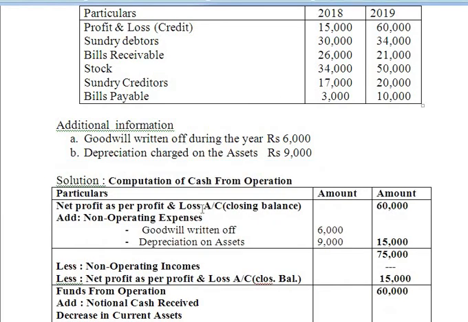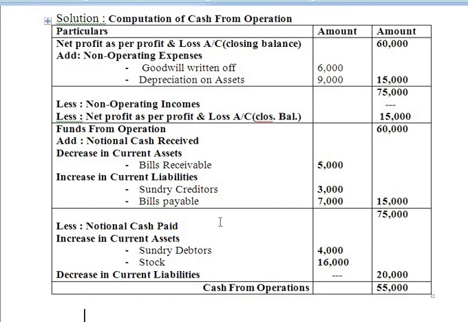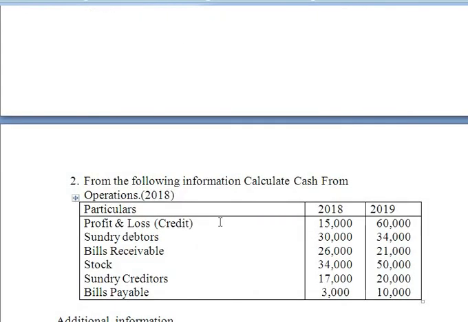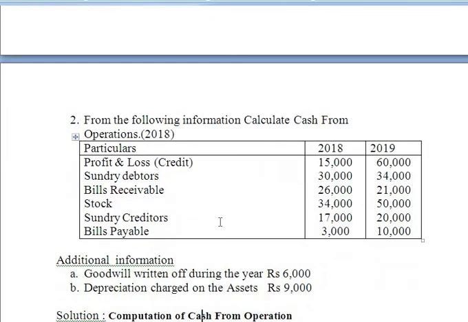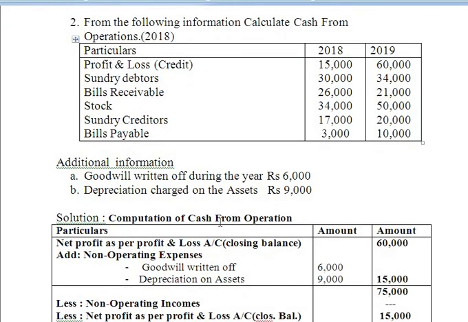So here is the calculation of cash from operations, problem number 2, which had appeared in the 2018 RCO examination for 5 marks. I hope that you have understood both the problems, that is, the solution of cash from operations. In the next class we will be solving 15 marks problems on preparation of cash flow statement.